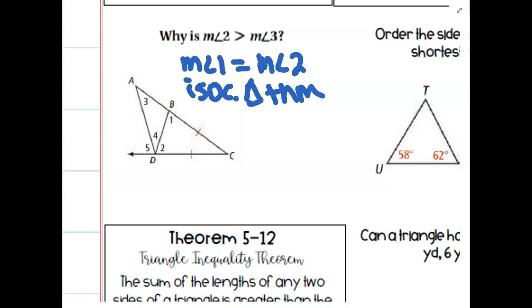Well, if I know the measure of angle 1 equals the measure of angle 2, why does that tell me that angle 2 is greater than angle 3? How does that help tie all this together? Or I guess, what do I know about angle 1 and angle 3? Using the corollary of theorem 312.